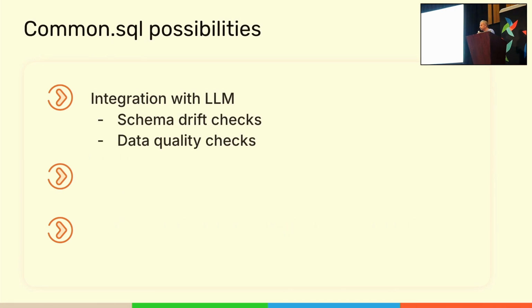So here are some things which we had actually talked about with respect to common.SQL. Caxel had brought this up yesterday as part of the MCP conversations as well. I think you had mentioned that you're also using it for data quality checks. And one of the things we've actually talked about is integrating common.SQL with an LLM for schema drift and data quality checks, and to perform other operations on top of it.